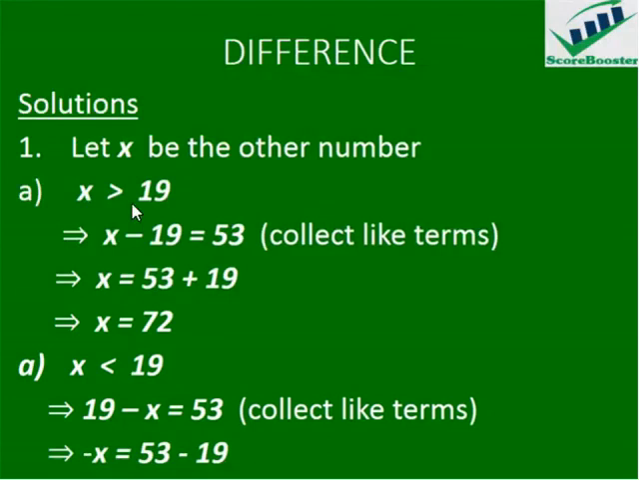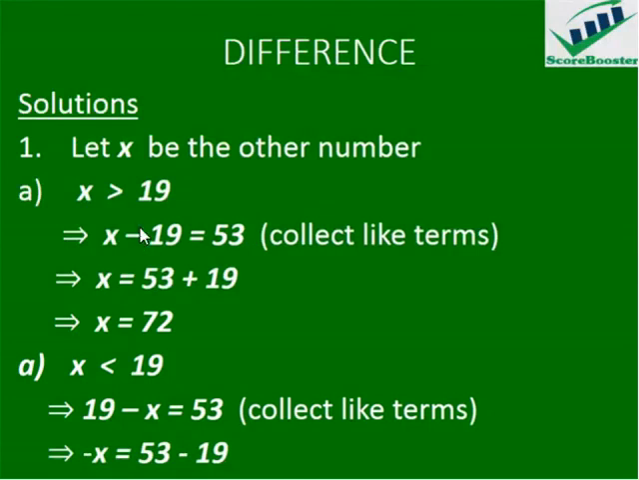So you know that x is greater than 19 now. 72 is greater than 19, and we should check 72 minus 19 will give what? 53. So the second situation is when x is less than 19. If that particular number is less than 19, do you know the reason why we are saying that when x is greater than 19? You can see that we have a positive difference.